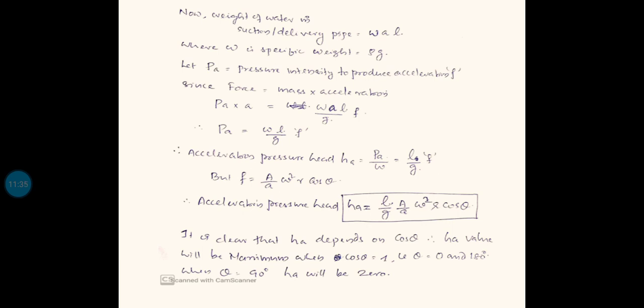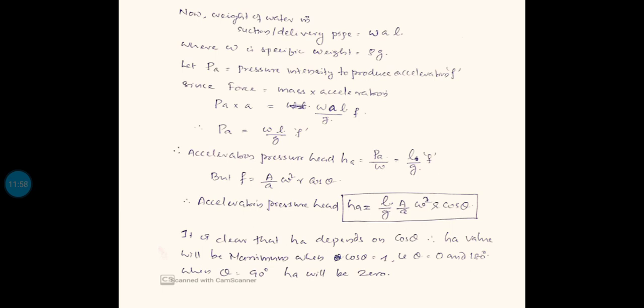So pressure head HA equals L by g into F, but F is equal to A by a omega square R cos theta, which we have already derived. So the acceleration pressure head HA equals L by g into A by a into omega square R cos theta. This is the fundamental, or general, equation that we use to find the acceleration pressure head. It is applicable for both the suction as well as the delivery side.